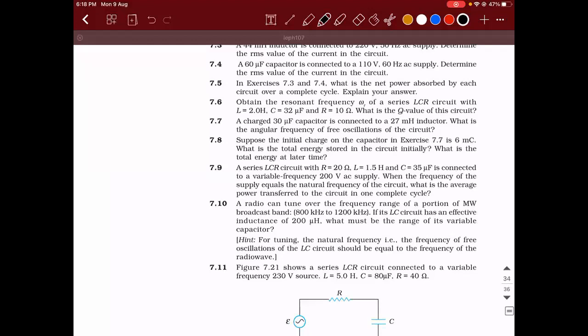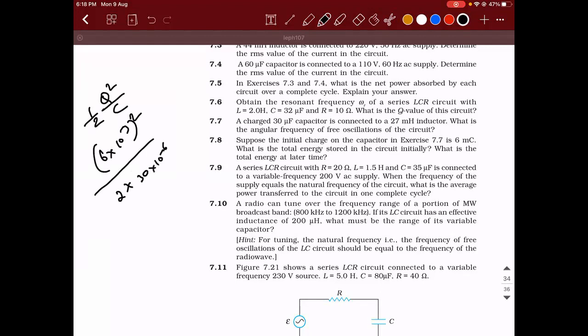Suppose the initial charge on the capacitor in 7.7 is 6 millicoulomb. What is the total energy stored in the circuit initially? What is the total energy at a later time? So total energy stored initially is half Q square by C. So Q is 6 into 10 power minus 3, the whole square, divided by 2 into C, which is 30 into 10 power minus 6.